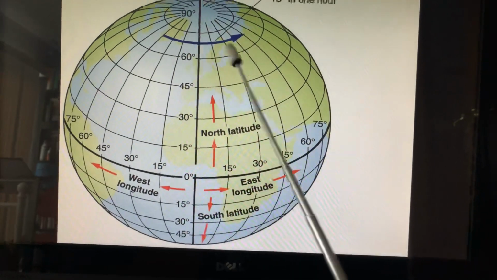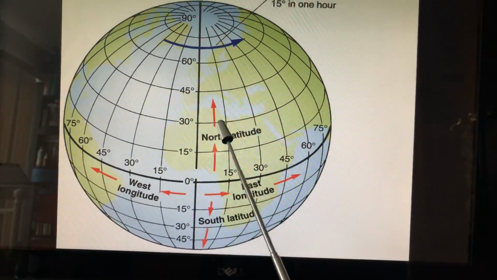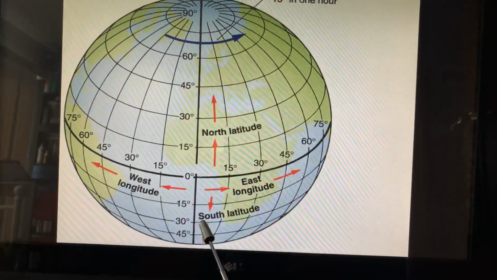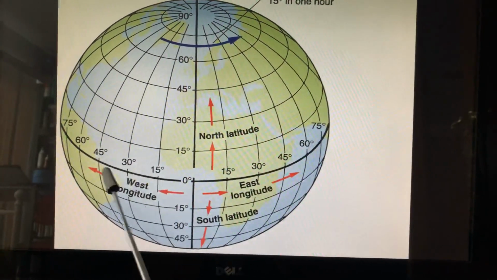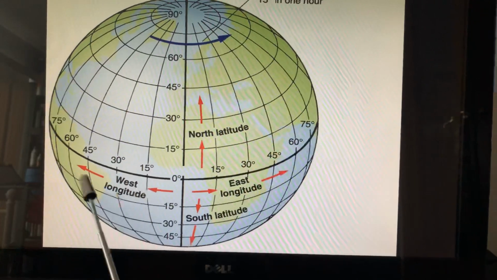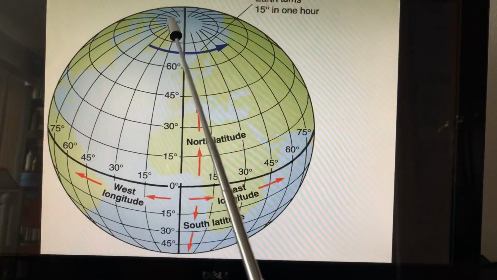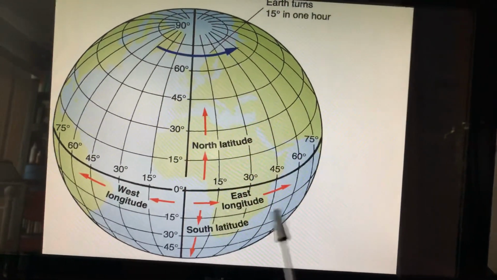All the locations in the northern hemisphere will have the letter N, and the locations in the southern hemisphere will have the letter S. So what is the range of the latitude? 0 degrees is the starting point, the equator. The maximum is 90 degrees, and this is the north and the south pole. They are like dots, the poles.